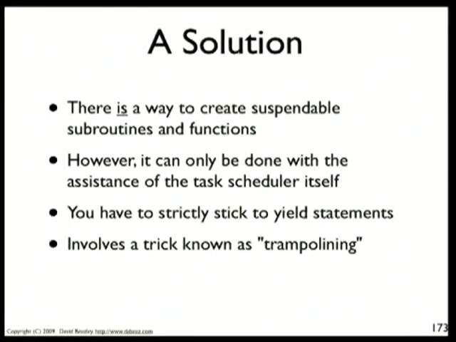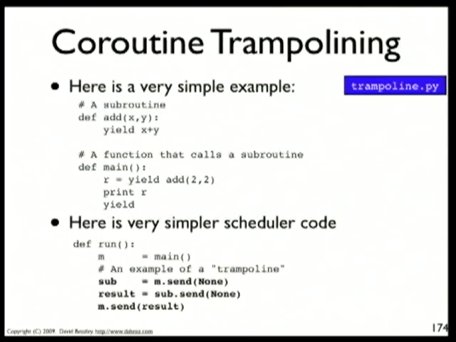However, there is a way to create basically subroutines and functions with this. In order to do it, you have to involve the task scheduler as an assistant on this, and you have to strictly stick to yield statements. The trick is something known as trampolining. I'm going to show you what this looks like.